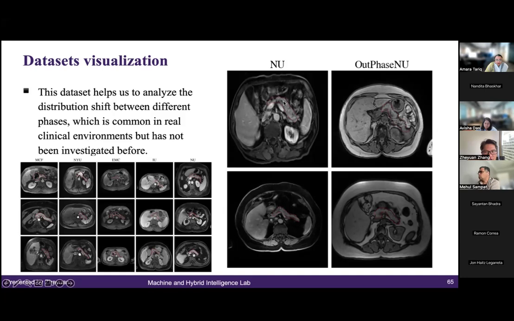For example, here, this is a sample coming from NU. This is the venous phase, and the right one is the other phase. From the images themselves, they are very different. The contrast between the pancreas and nearby organs is very different between these two phases. This dataset can help to analyze the distribution shift between two different phases, which is very important in the clinical environment, but this has never been studied before.